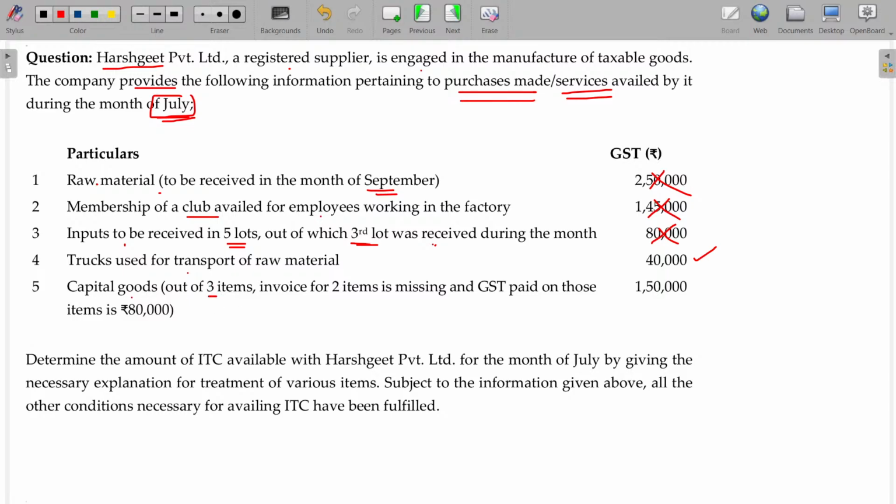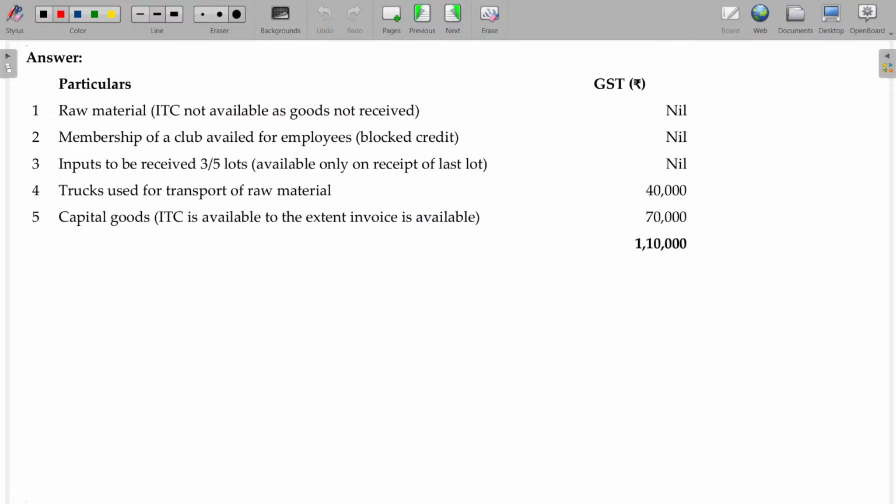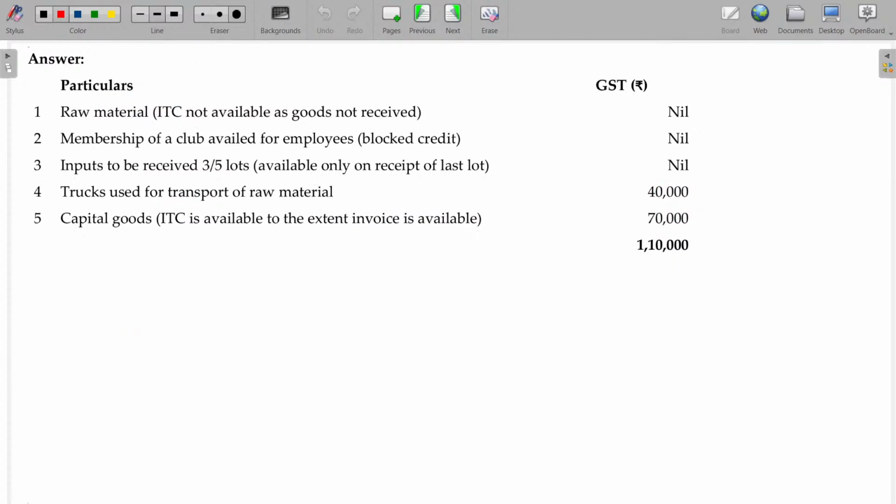Capital goods, out of the 3 items, invoice for 2 items is missing. And GST paid on those items being 80,000. So you need to provide the documents. You are not eligible for the 80,000 rupees without providing the documents. So you are eligible for only 70. Now, what is the amount you will be eligible for ITC? 1,10,000. Clear? Next.